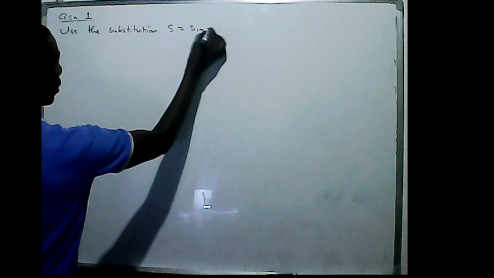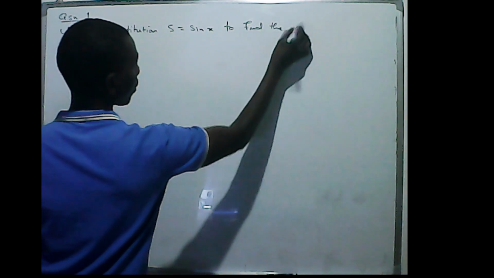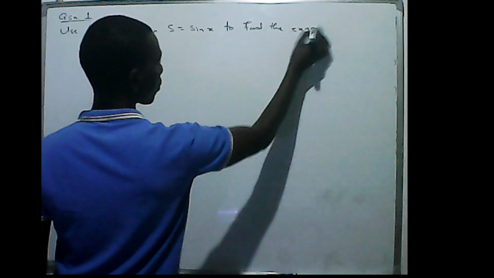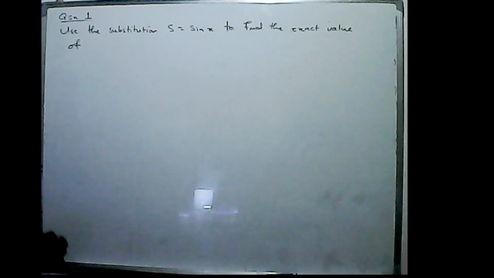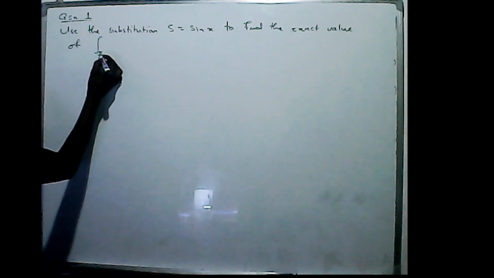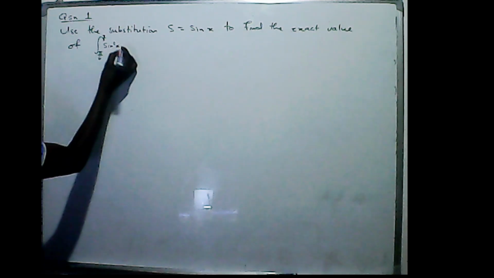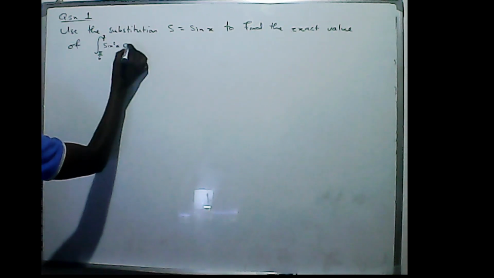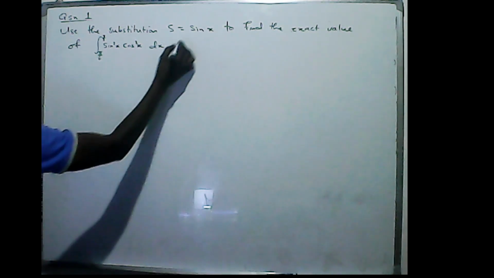Use the substitution s equals sine x to find the exact value of the integral from pi over 6 up to pi over 3 of sine squared x cos cubed x dx. That's 6 marks.